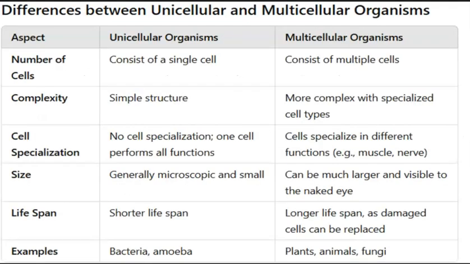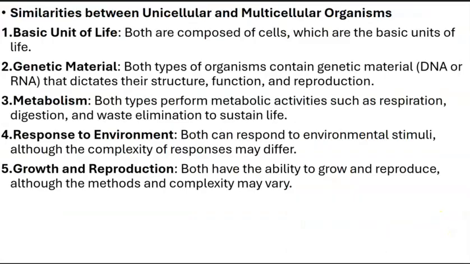Then for the Venn diagram, the differences should be written. For the unicellular organisms should be written in the unicellular circle, then multicellular circle, and the middle part of the Venn diagram. The following should be written.